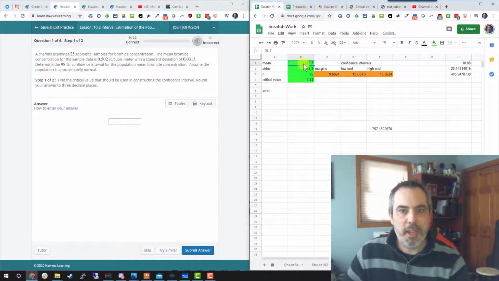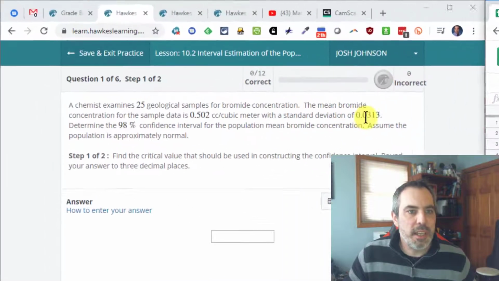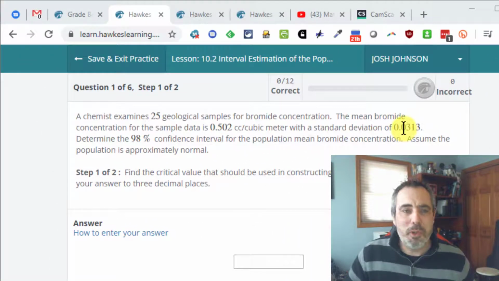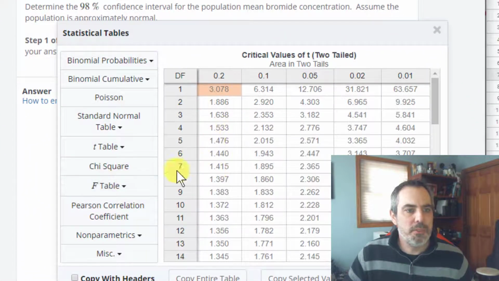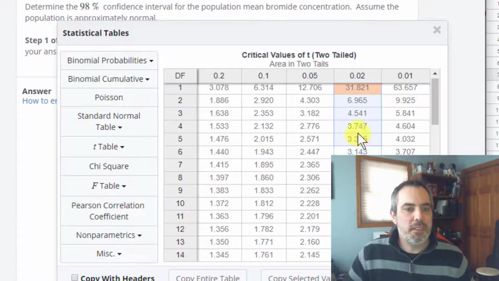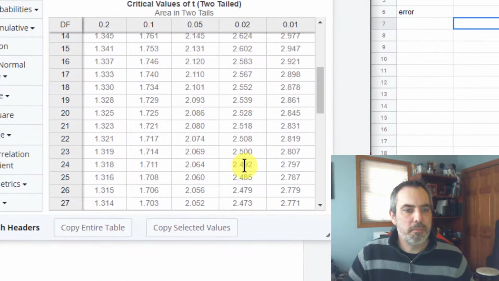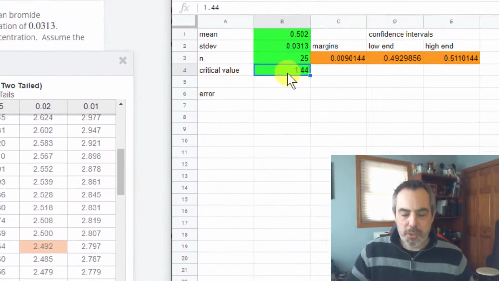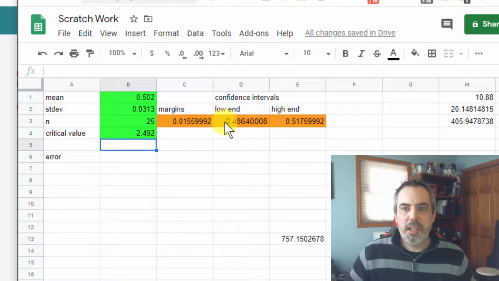The mean is 0.502. And you'll notice these numbers changing as I do this. The standard deviation is 0.0313. And notice that this is the sample data has a standard deviation. I don't know what it is for the population. So in this case, I would have used a t-table, area in two tails. I'm going to find a 98% confidence level, and I need a degrees of freedom of 24. So 2.492 would be my critical value. It calculates the margin and then the low end and high end for that confidence interval.